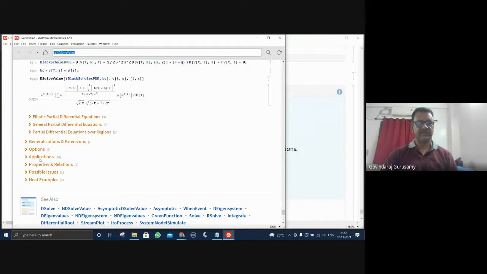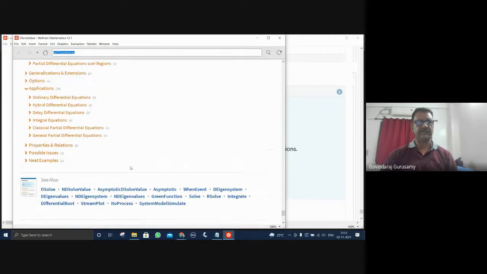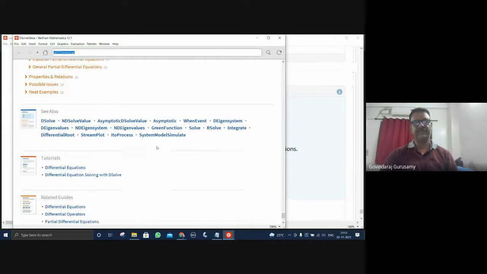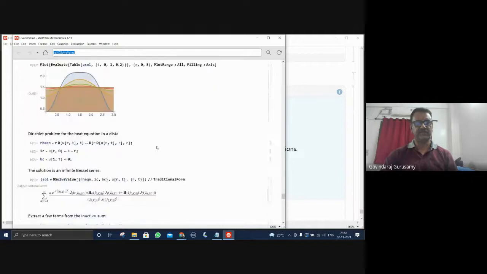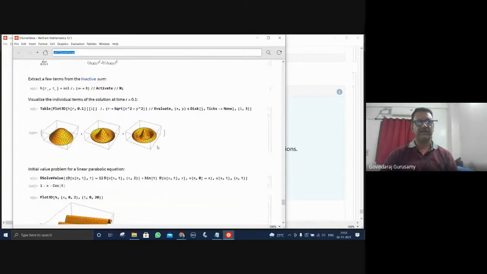There are other options and some applications, some 30 applications are mentioned here. Ordinary differential equation, hybrid, delayed differential equation, integration. Delayed differential equation, classical partial differential equation, general partial differential equation. See, you just name anything, it's almost available for you. And you have to take it to the next level.